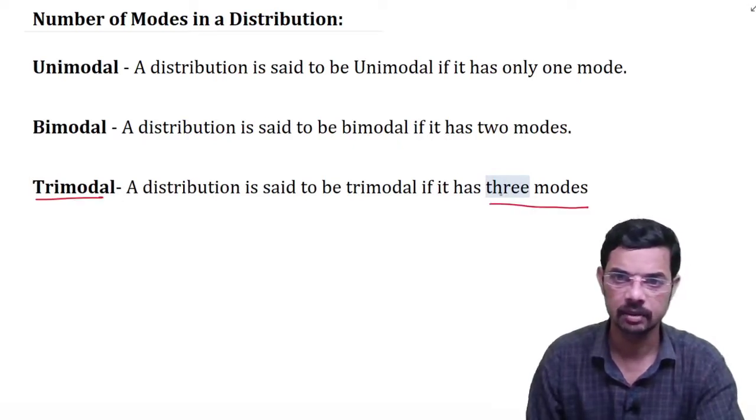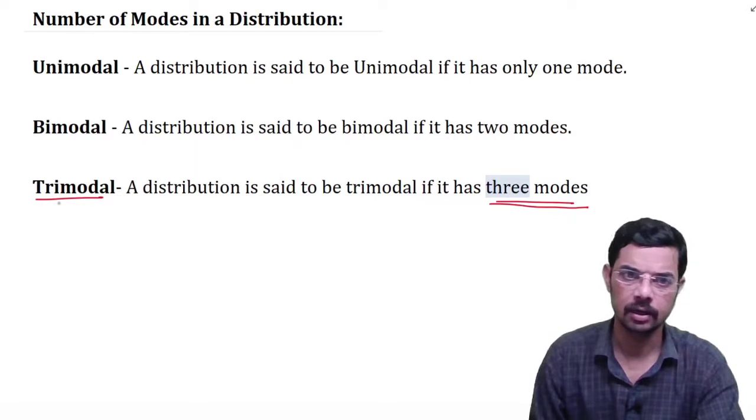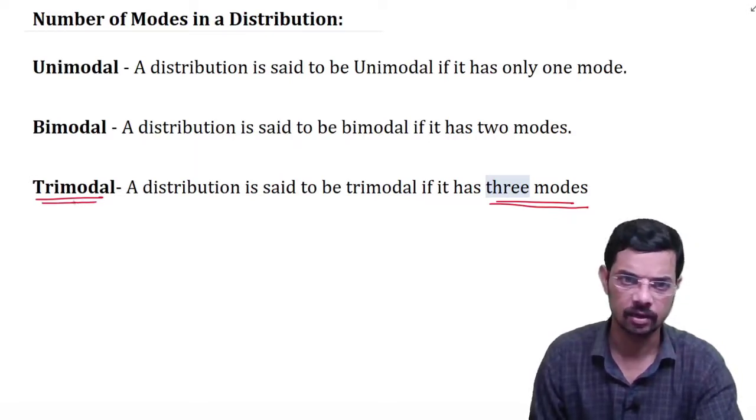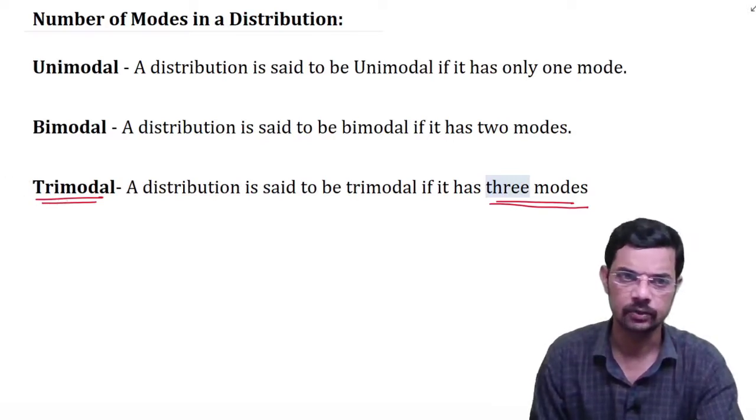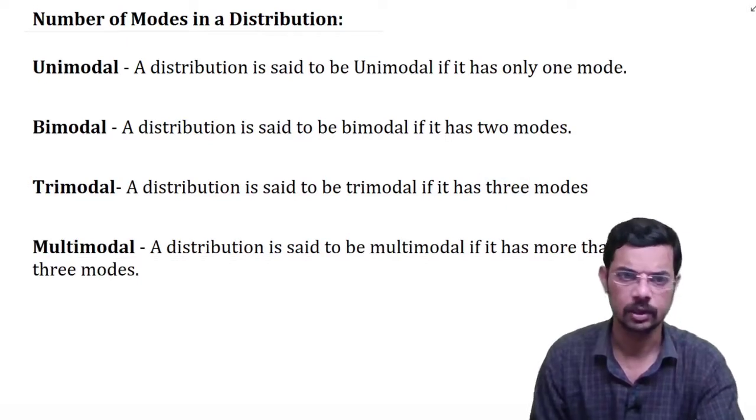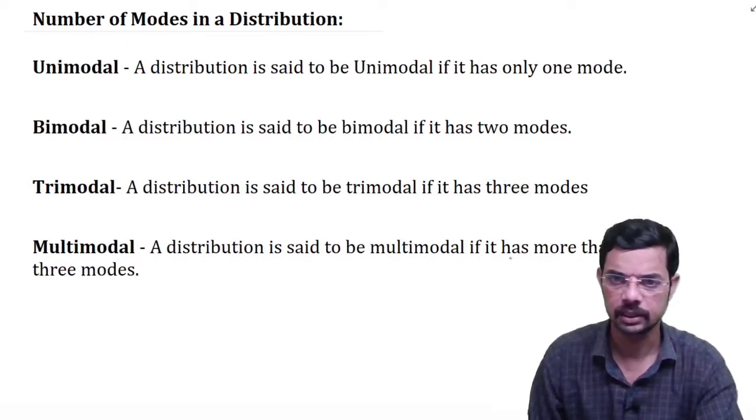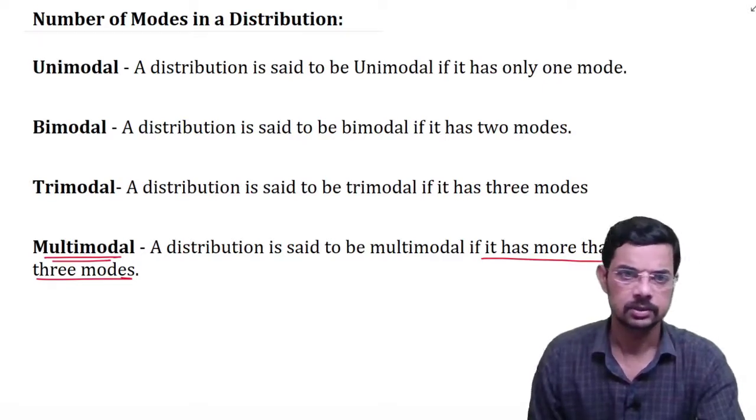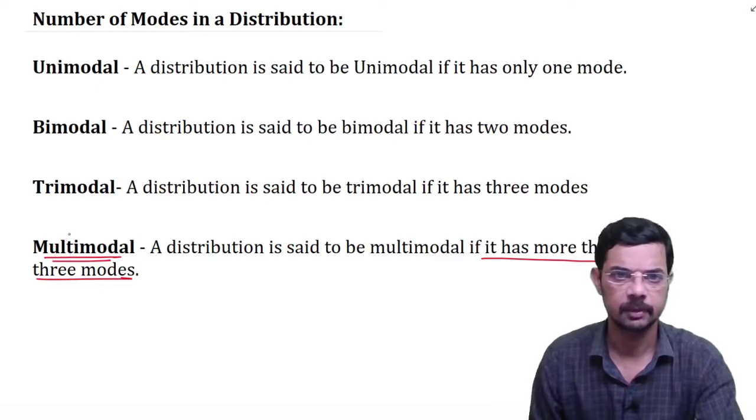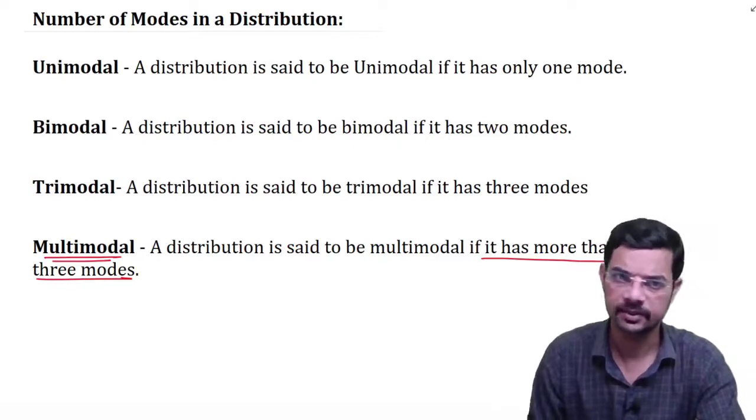If it has three modes, we say that it is trimodal. Now, we can't give names for each and every number of modes. So what we'll do is say that it is multimodal if it has more than three modes. We say that the given set of data is multimodal. Okay, so this is the basic definition and types of modes in a given distribution. Let us see an example.